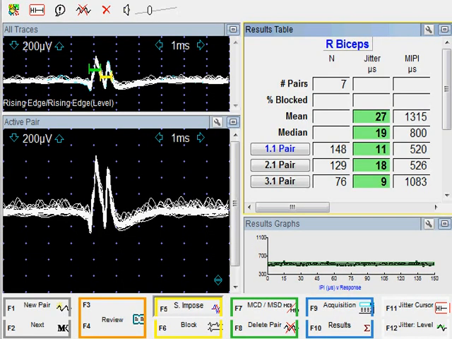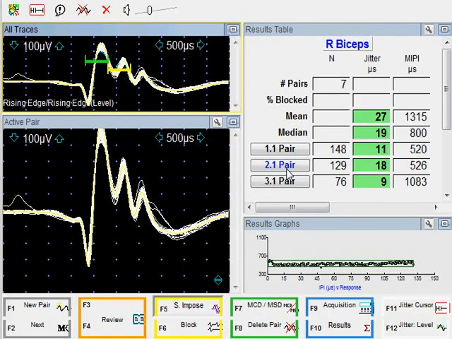To analyze the recording from the second site, I'm going to click on the 2.1 pair button. The signals are loaded, and as before we can see the signals that were acquired shown in the top window. I will maximize this.